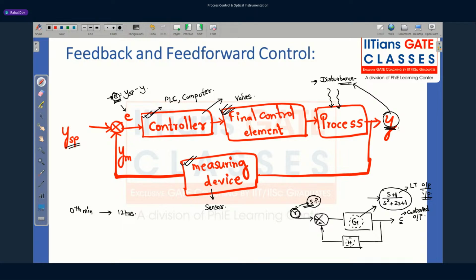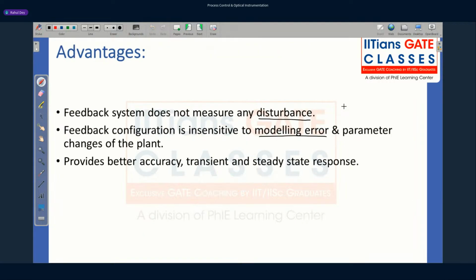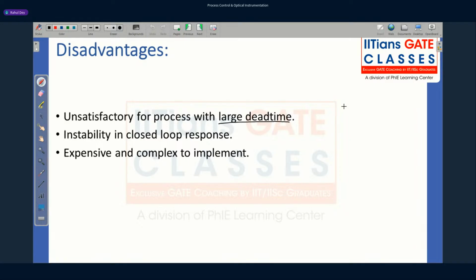Now, if there is some disturbance entering the process, the effect of this disturbance we are going to see after 12 hours. Why so? Because of the dead time. Dead time is basically the time taken by the process to show the effect of a disturbance, which is 12 hours here. So for the process where we have a larger dead time, where once the disturbance enters the process, its effect can be seen only after a very, very long time, in those processes the feedback system is very bad, because negating or eradicating the effect of that disturbance will take a very, very long time. Okay.